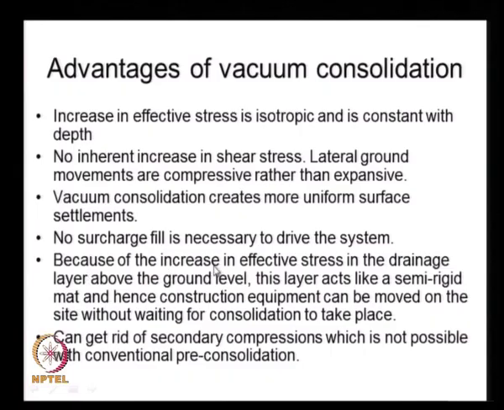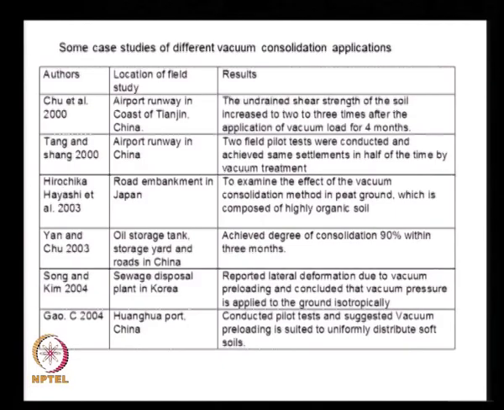Because of the immediate increase in the effective stress within the blanket, it acts like a rigid mat for our construction purposes, and vacuum consolidation is known to get rid of even the secondary consolidation settlements. Some of the field applications of the vacuum methods are listed here.